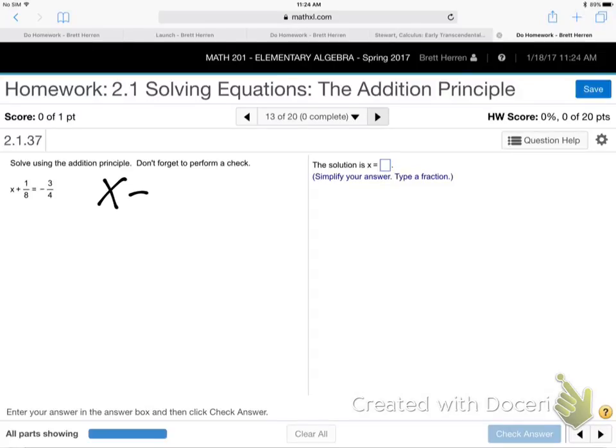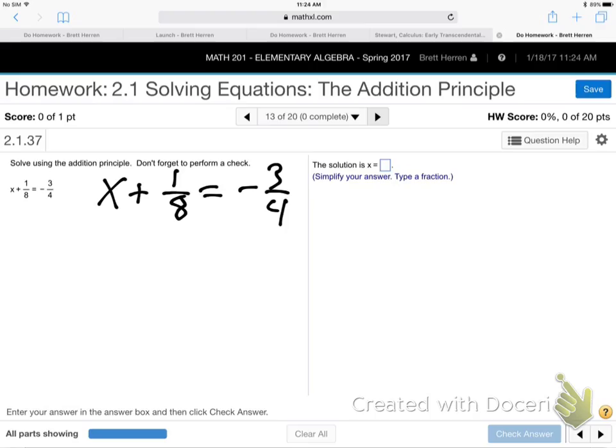Here we go. X plus 1/8 equals minus 3/4. This is going to be a much harder fraction one, quite a bit harder than the other ones, so give that a try. We could multiply by 8, you could do that, but I think it's about the same. I'm just going to do the subtract on this one.